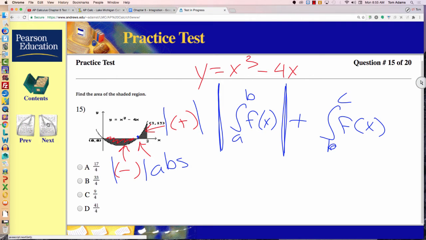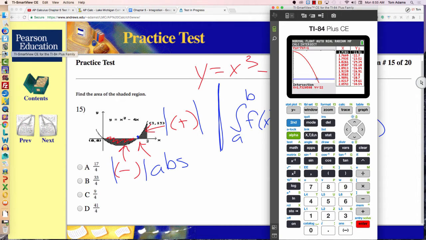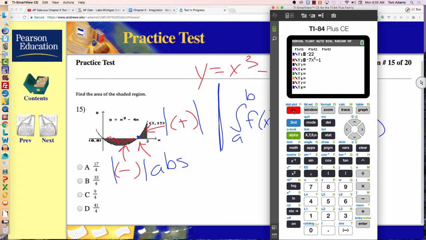And that would give us the value. So I've got to be honest with you, I'm not quite sure. But since it says the area of the shaded region, I'm going to assume that they may or may not want us to do that. So what we're going to do is first graph the function. I'm going to come over here and clear this out, and the function is x raised to the third power minus 4x. All right, and we're going to graph that.